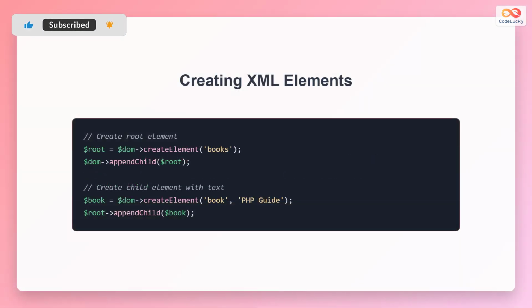Creating XML elements programmatically involves using DOMDocument methods to generate elements, and then appending them to the XML structure. Firstly, create a root element, then append it to the DOMDocument. Next, create a child element with text, such as a book, and append it to the root element.